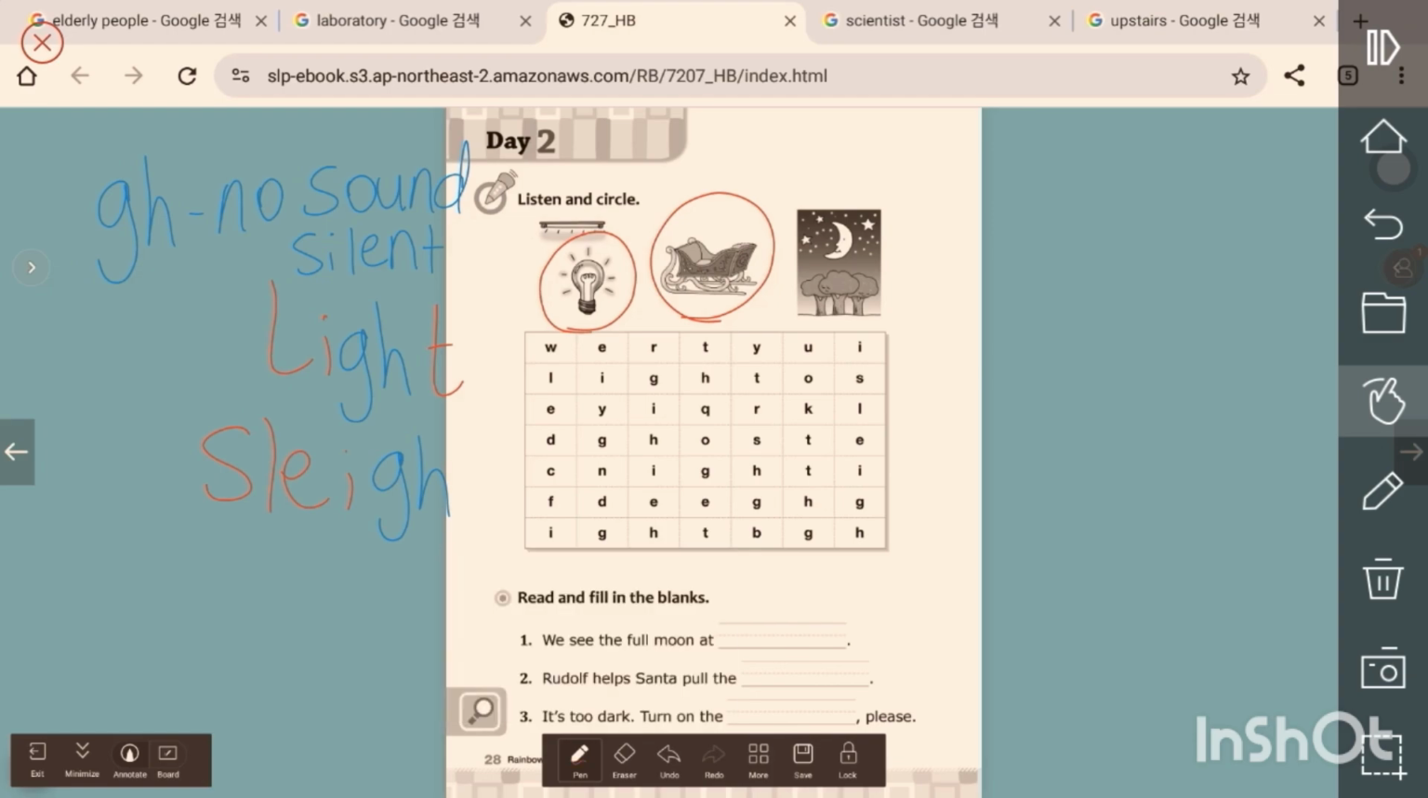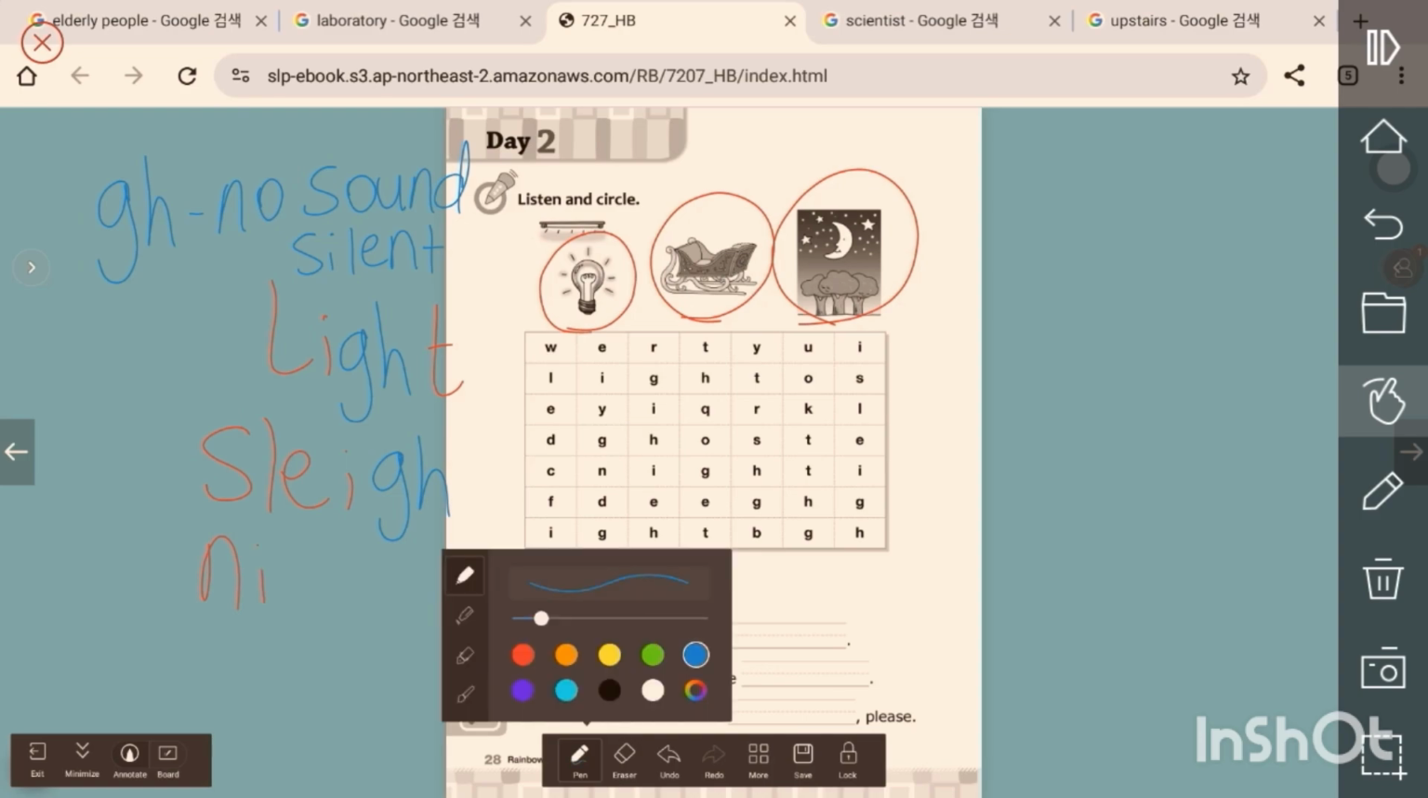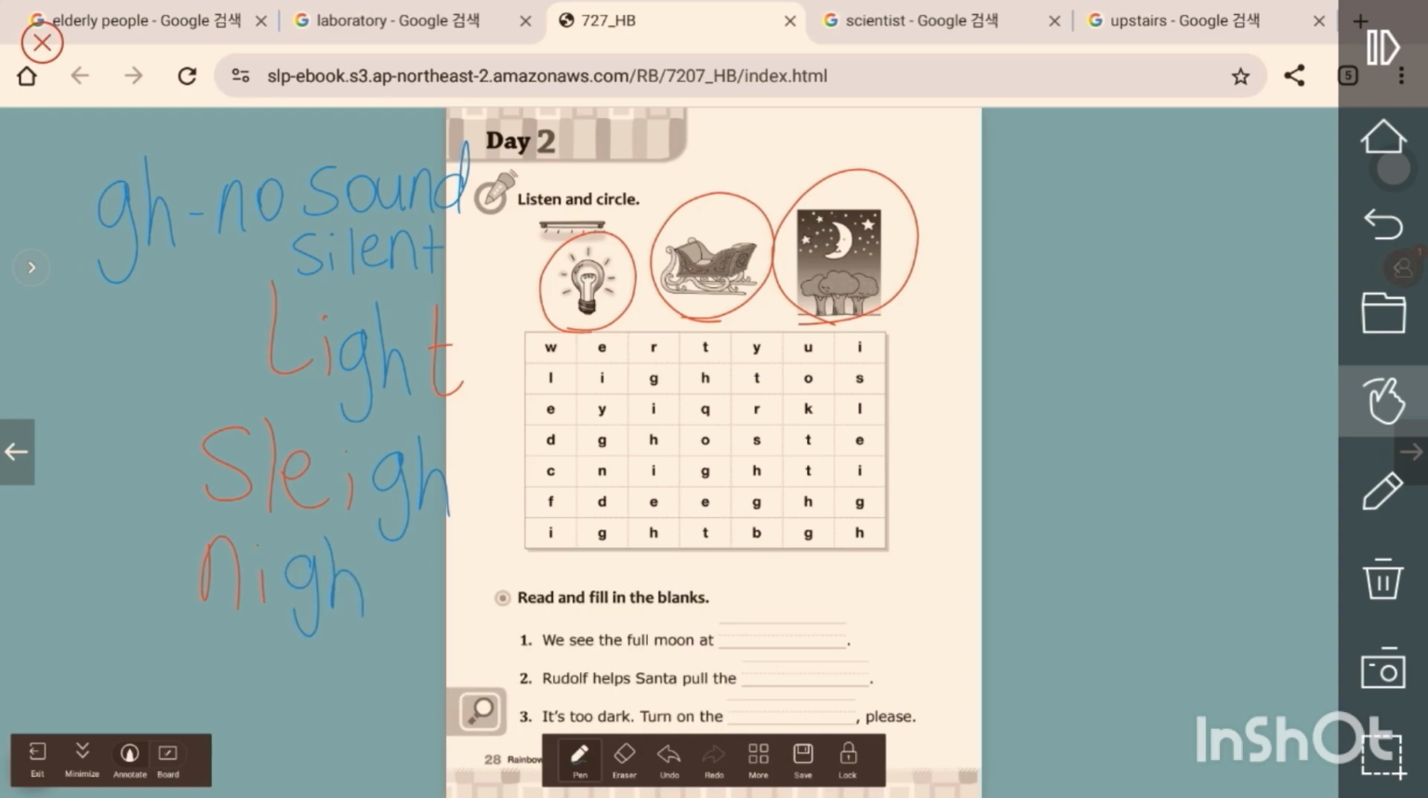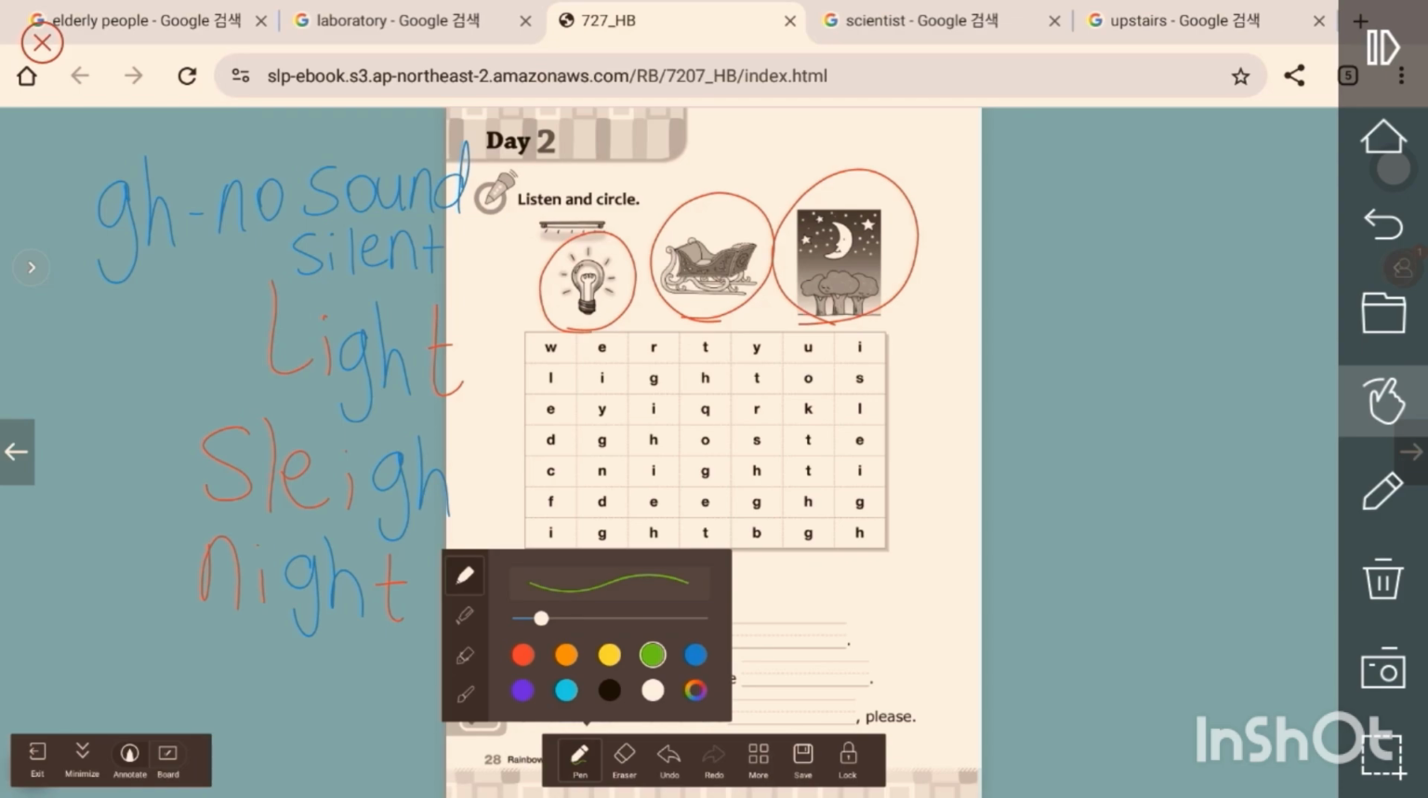Then I have to switch back to red and go to everybody, night, night. Now I have to write night down. And I have to make sure that it has the silent GH in it. I'm walking back and forth from the teacher's book right now to make sure that I have the correct vocabulary words and I'm not making something up. So everybody, silent GH, no sound, night, night.